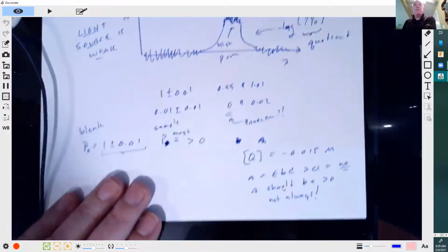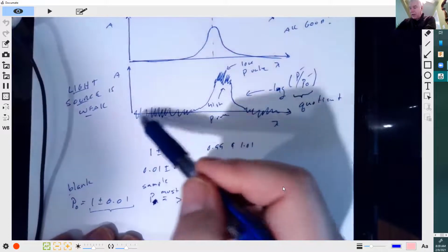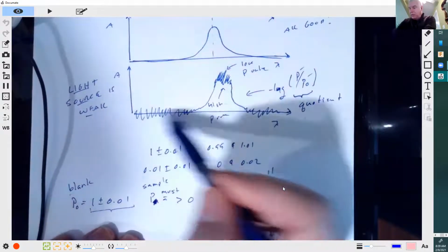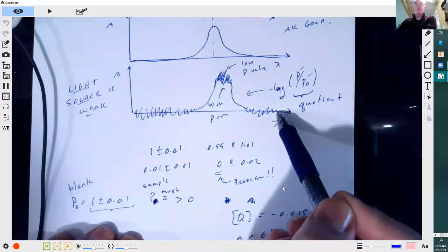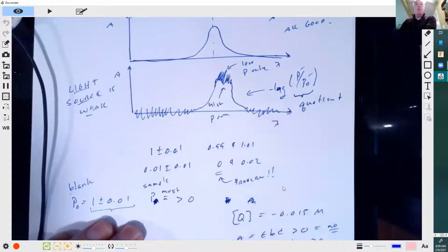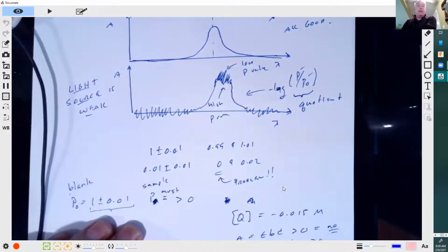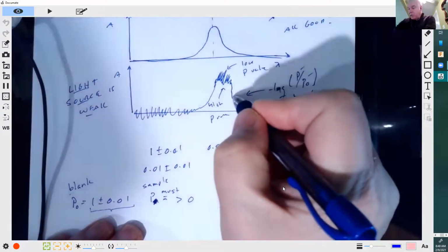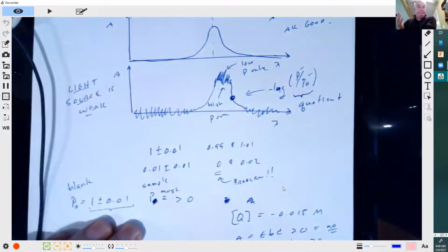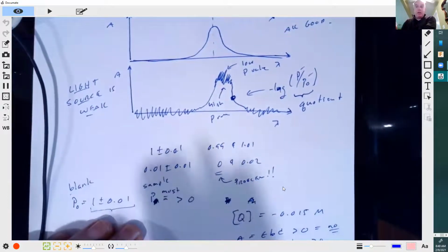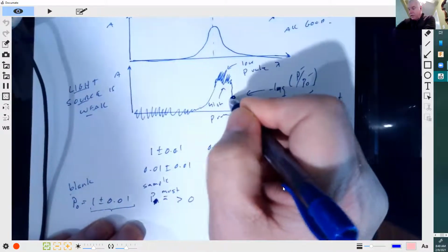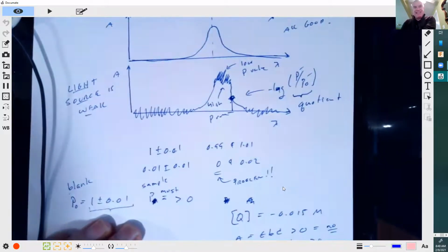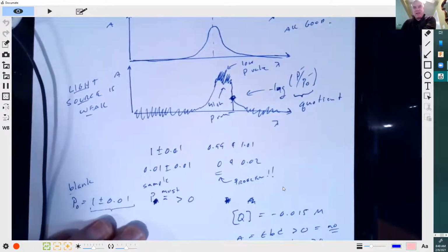So, for example, in this case, if we were stuck with this signal, what wavelength would we use to quantify the concentration? I would use, say, this wavelength right here. If I had nothing else to go on, I would choose a wavelength where the absorbance is not noisy. Does that make sense?